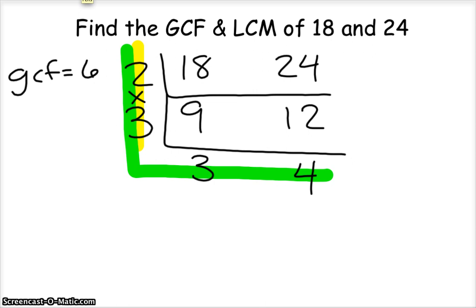And my least common multiple is following the L shape in green, which is going to be 2 times 3 times 3 times 4. 2 times 3 is 6. 6 times 3 is 18. 18 times 4 is 72. So my least common multiple equals 72.